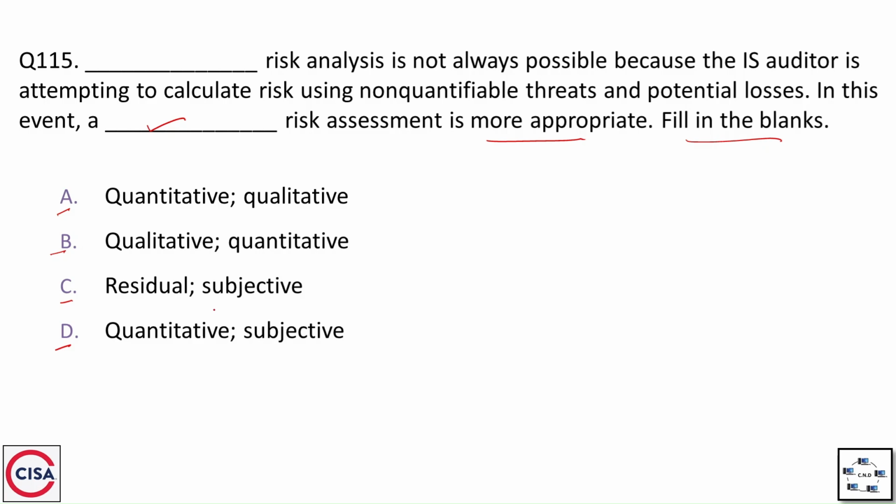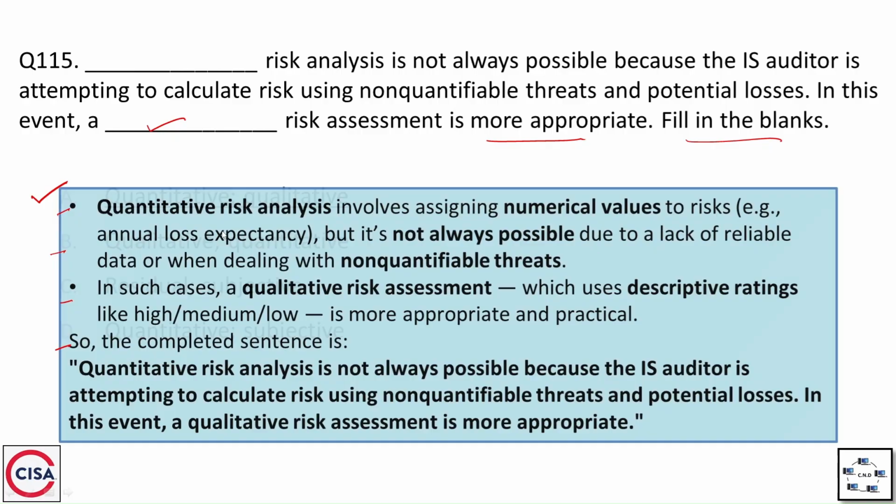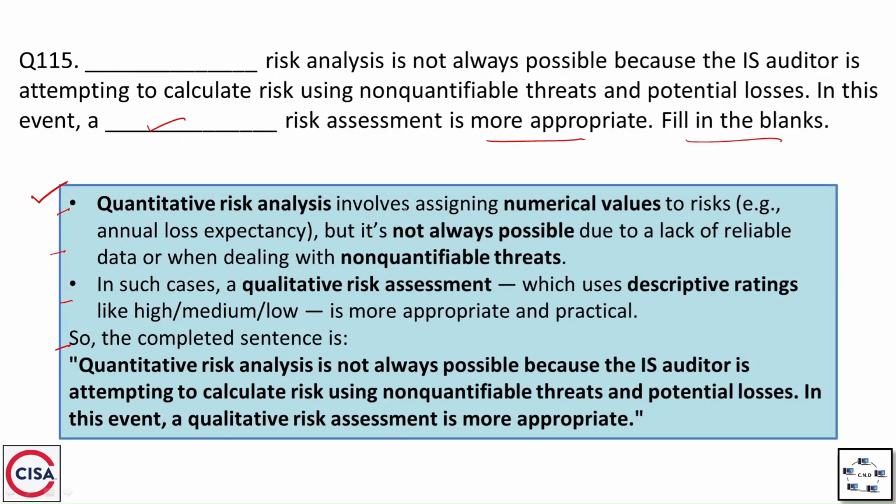And the correct option is option A, quantitative and qualitative. So, quantitative risk analysis involves assigning numerical values to risks, for example, annual loss expectancy, but it's not always possible due to the lack of reliable data or when dealing with non-quantifiable threats. In such cases, a qualitative risk assessment which uses descriptive ratings like high, medium, and low is more appropriate and practical.